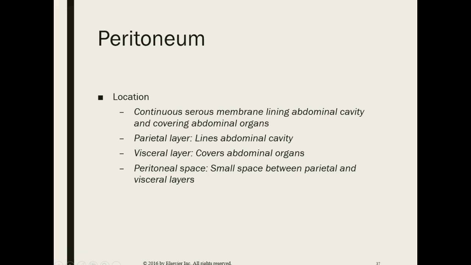So now we'll head back to the slides here. So the peritoneum is going to be a continuous serous membrane that lines the abdominal cavity and the abdominal organs. We kind of talked about this in some previous chapters, but just a real quick reminder of it. So we have 2 different layers, the parietal and the visceral. So parietal will line the abdominal cavity, while the visceral is going to cover the organs themselves. And then we have the peritoneal space, which is the small space between those 2 layers.